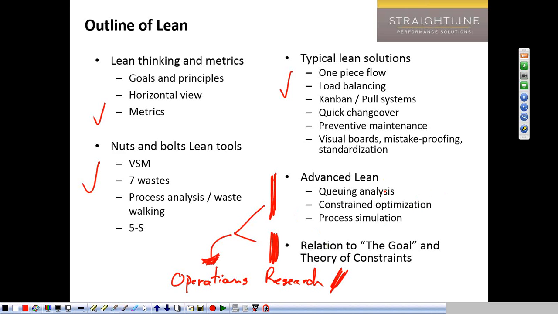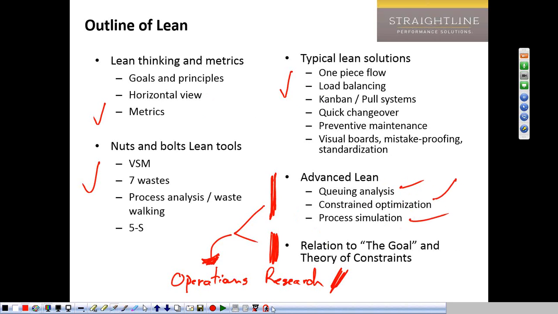It's sort of like adding hard tools into the soft tools of lean, things like queuing analysis, constrained optimization or linear programming, and process simulation. All of those things you can consider to be part of lean as well. So we'll cover those at the end of the class, not now.